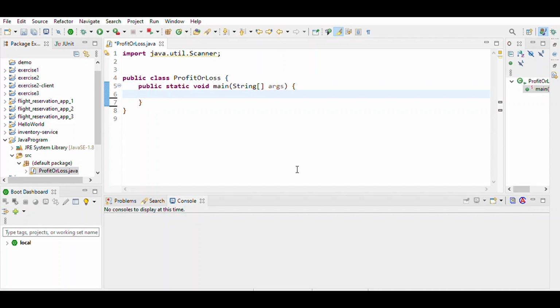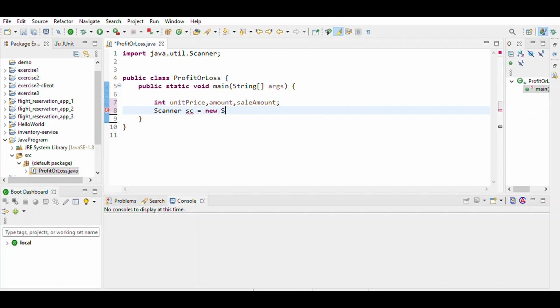Then you define the variables which are used during this, like unit price, amount, and sale amount. Here we use input given by the user, so we use the Scanner object. New Scanner(System.in).